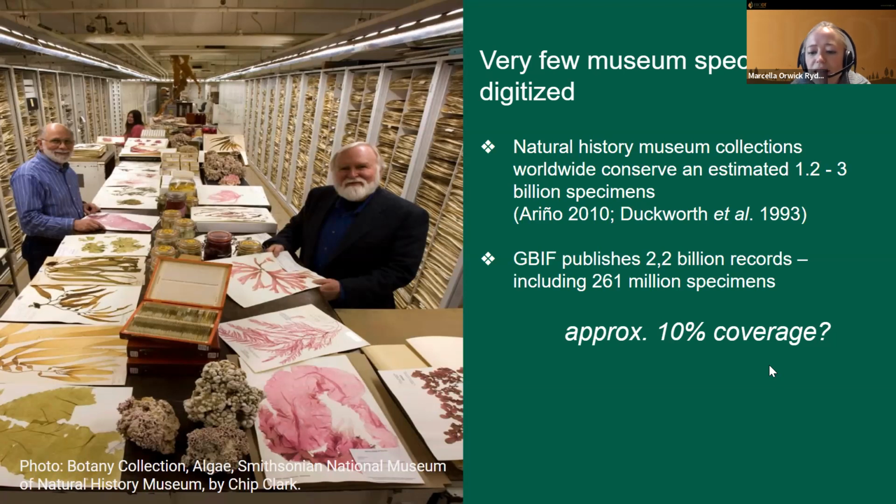Now, GBIF has about 2.2 billion records overall, which includes about 200 million specimens from museums. So right now, we think that there's about 10% coverage of all of these museum collections worldwide in terms of getting them digitized. So we still have a pretty long way to go.